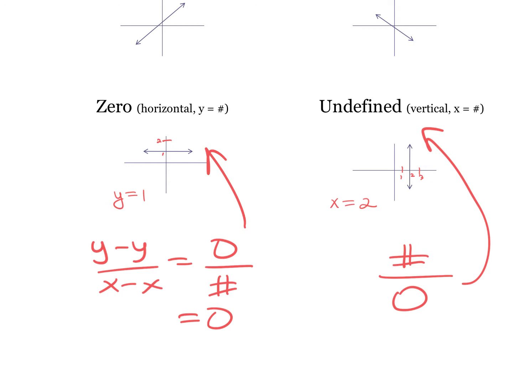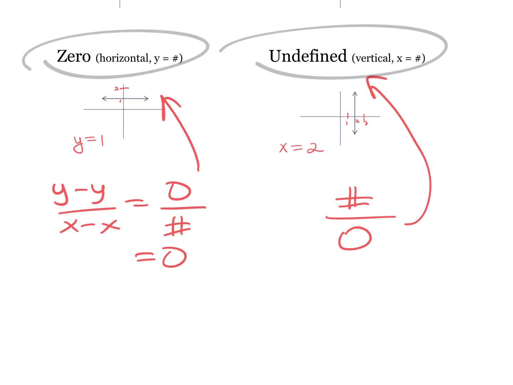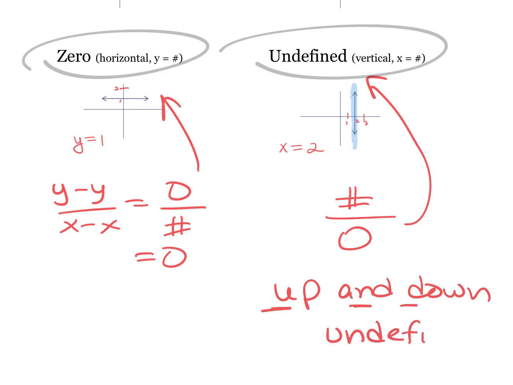You should memorize these two if you haven't memorized them from Algebra 1. A little trick that might help you for the undefined: if you think about what this line looks like, you see how it's going up and down. So if you say it looks like it's going up and down, I could take the letters here and take the U and the N, and it's spelling undefined.